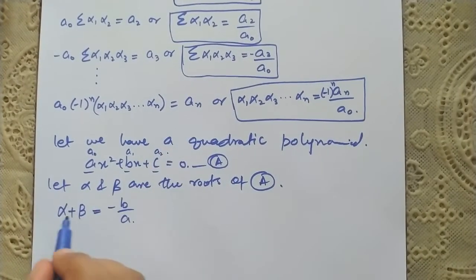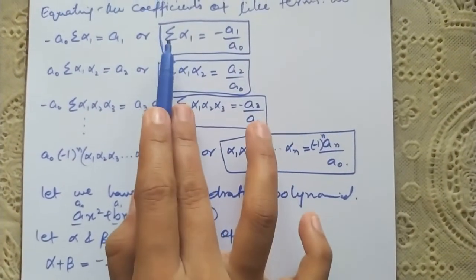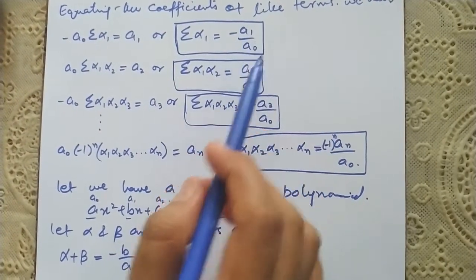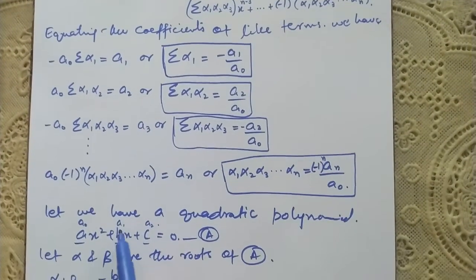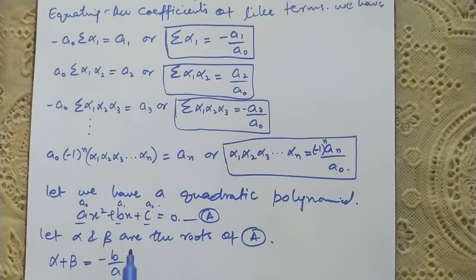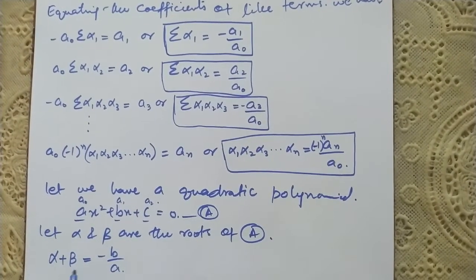Right, so alpha plus beta is equal to, in this general relation, the summation of the roots is equal to minus a1 upon a0, where a1 is the coefficient of the second term. So what is the second term here? a1 is equal to b, so minus b upon a. What is a here? a denotes the a0, so the sum of the roots will be minus b upon a in this quadratic equation.